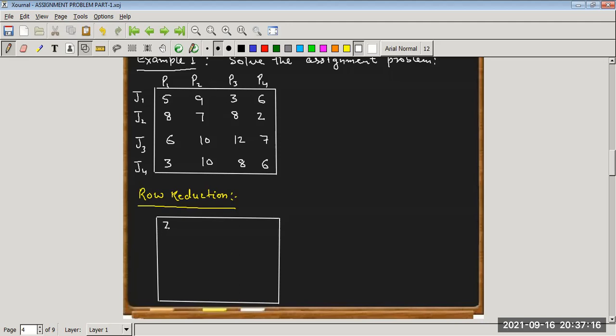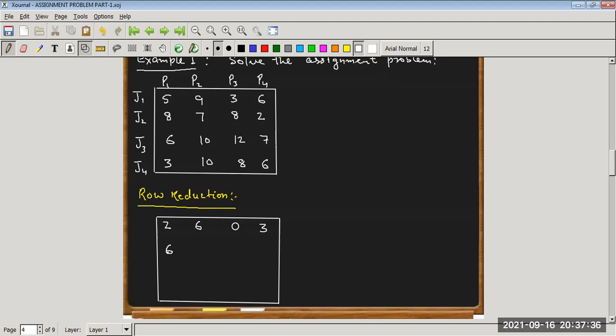5 minus 3 is 2. 9 minus 3 is 6. 3 minus 3 is 0. 6 minus 3 is 3. Subtract by minimum number means we have to create at least 1 0. So we are able to create 1 0 in first row. Now second row में 2 is minimum. So subtract 2 from each element of second row.